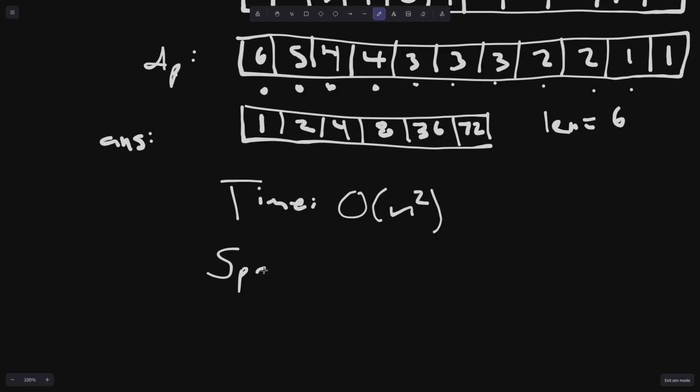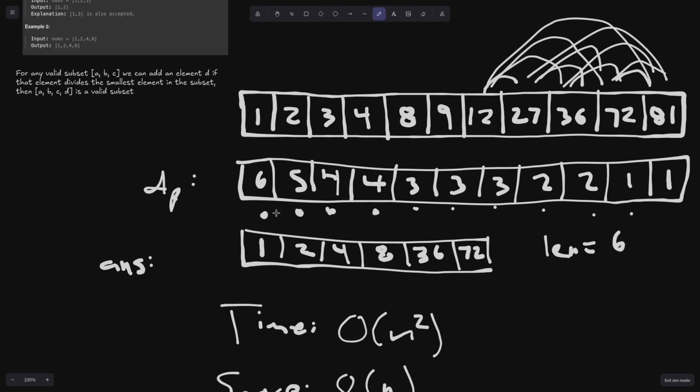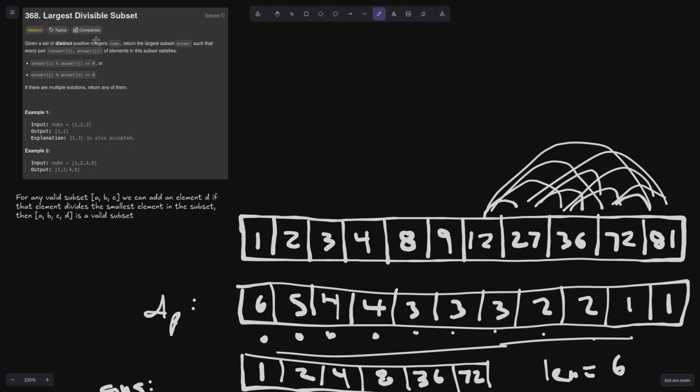Space is O of n, because we're storing this DP array and also our answer. Yeah, this was Leetcode 368.